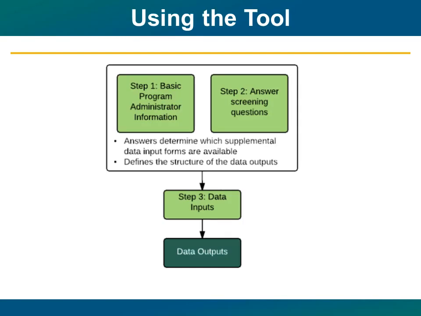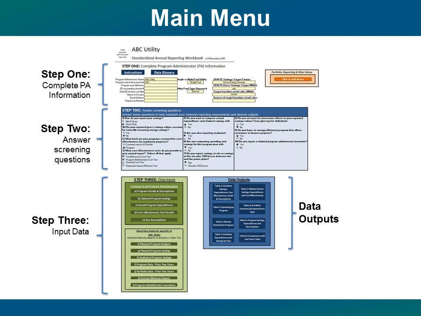When you use the tool, there are really just 3 general steps that allow you to produce the data outputs. The first 2 of those, inputting basic program administrator information and answering the screening questions, have an impact on which data inputs and data outputs are available. When interfacing with the tool, the primary way of doing that is using the main menu. The main menu has those same 4 sections broken out, where you have steps 1 through 3, and then you have the data outputs. Now we'll go through each of these steps in a little more detail, starting with step 1.